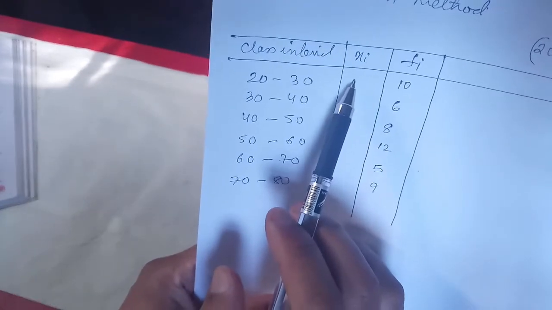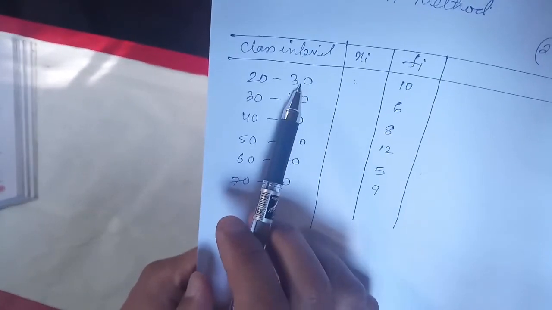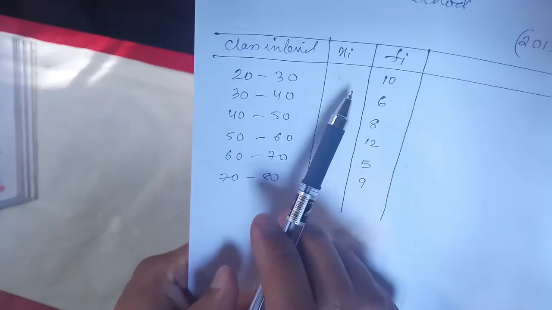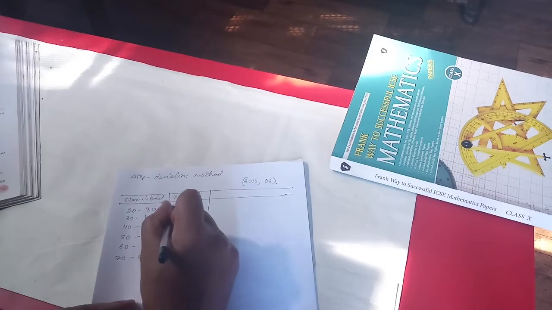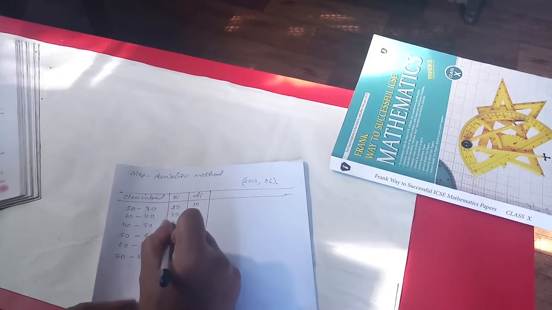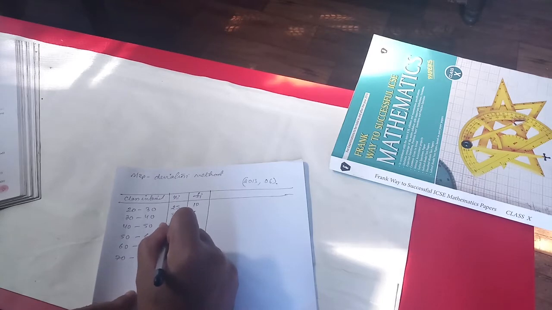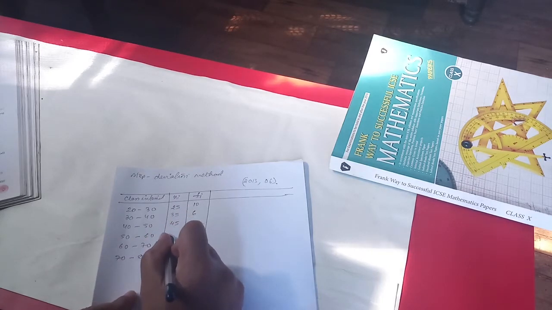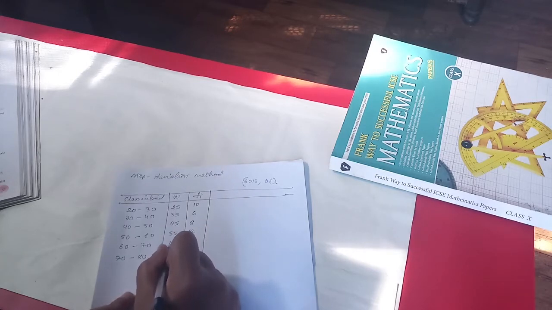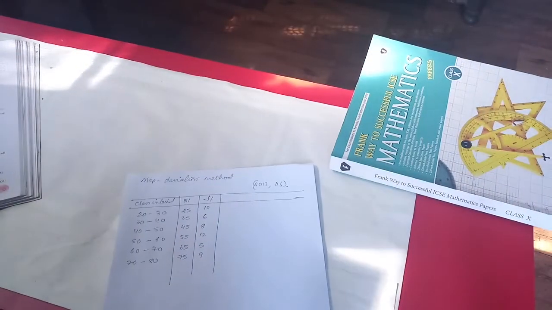How do you find the first xi? Add these 2 and divide by 2. 20 plus 30, 50. 50 upon 2 is 25. Then you go on adding, you will get 35. Then go on adding, you will get 45. You have to add and divide by 2. 55. You see there is a pattern being followed there. That means it is increasing by 10. See, so that can be taken as a.